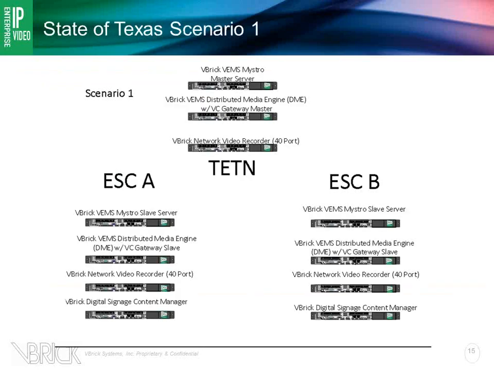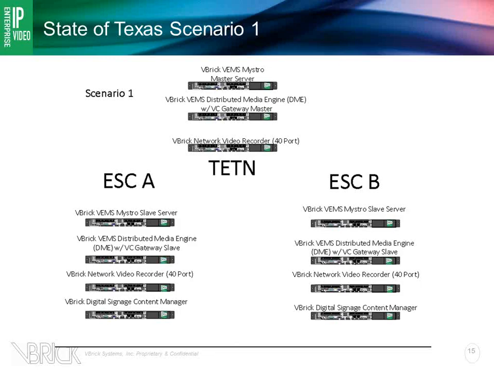So I had three scenarios here. I had one scenario where basically TETN had equipment where they had the Maestro server, the DME, and some number of video conferencing ports, or the video recording ports. But I also had where the ESCs would have the same equipment, if you will, and they would be configured as a slave server to the TETN server. So we would have a redundant network. Everybody would know about everybody as far as updates, content, and that kind of thing, and it would all be propagated over the network.